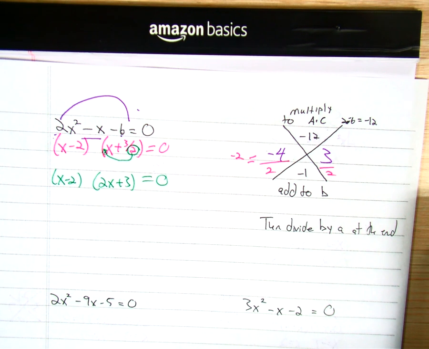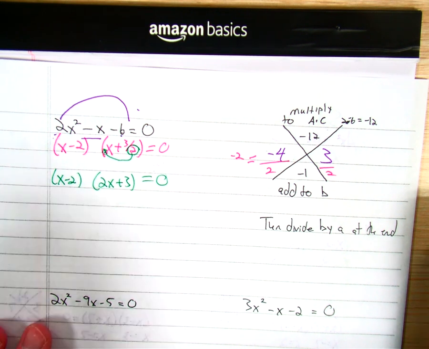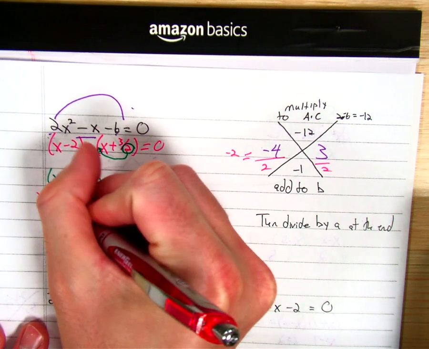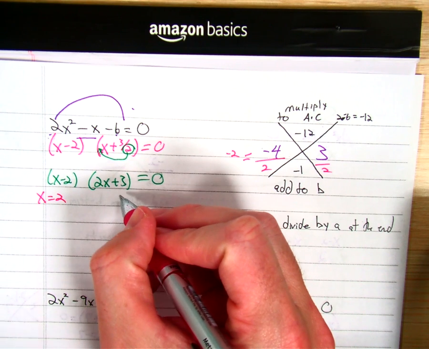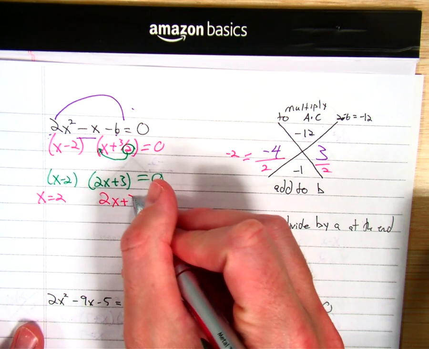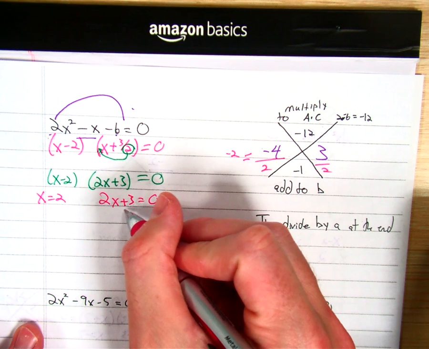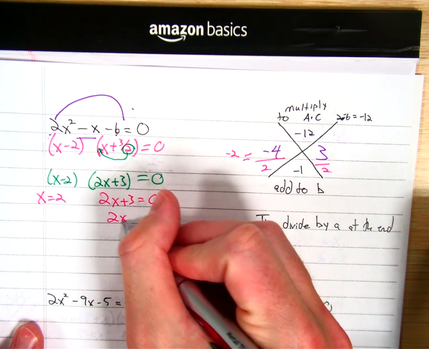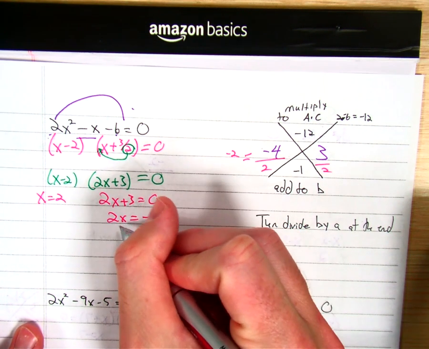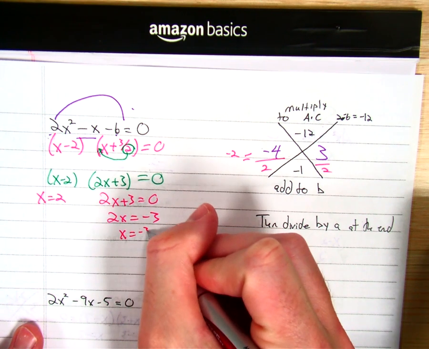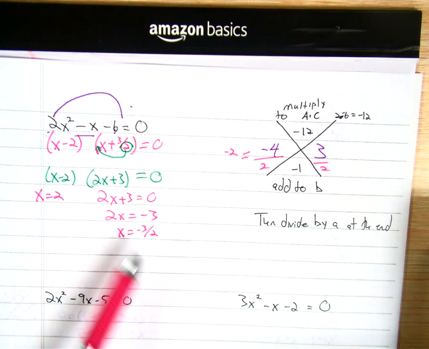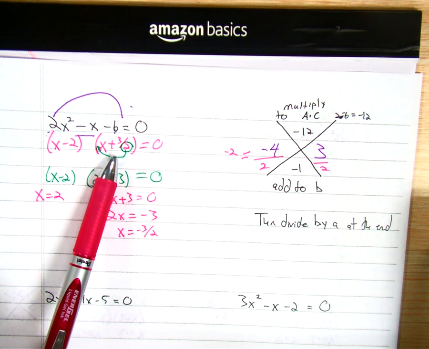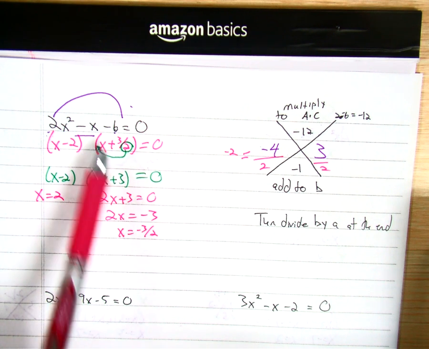Okay, now we're thinking what makes each group equal 0. X equals 2, that's pretty easy. Now, if you don't know this one just by looking at it, let's set it equal to 0. We can always do that and do a little algebra. Subtract 3, divide by 2, and we have negative 3 halves, or negative 1.5. Okay, how else could we do that? Well, because we did it this way, we should be expecting it to be opposite of this, negative 3 halves.